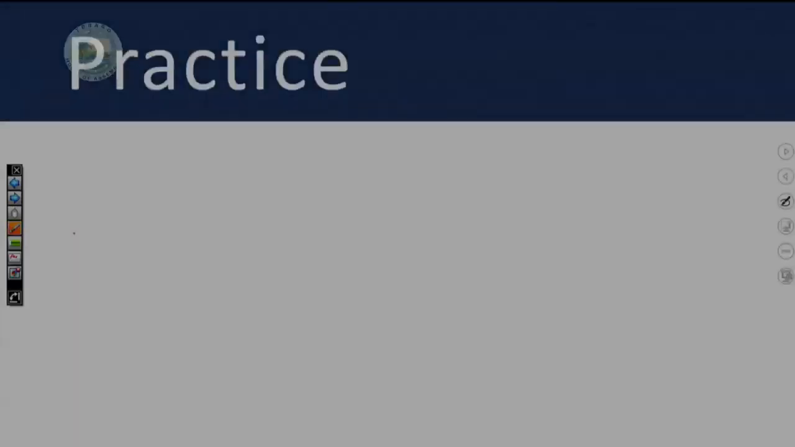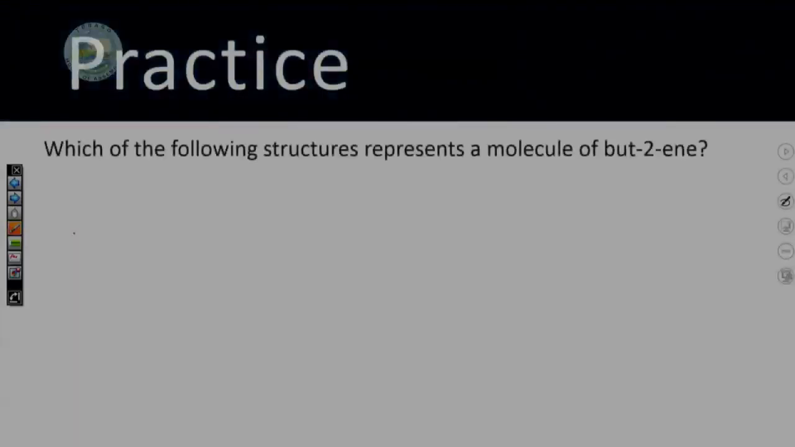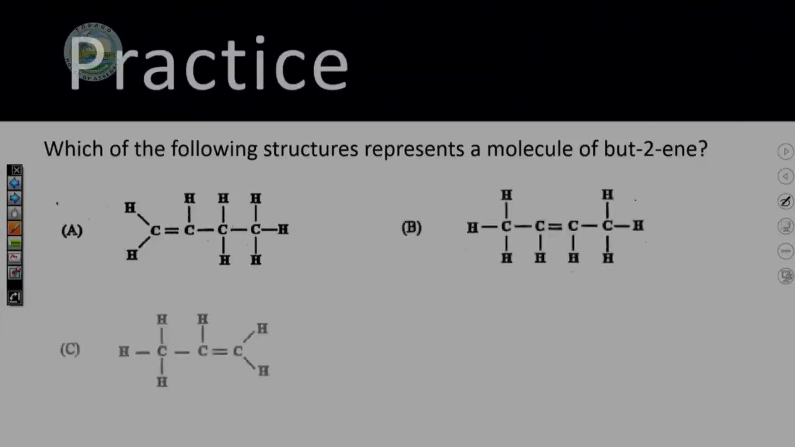All right, let's look at another question. Which of the following structures represents a molecule of but-2-ene? So let's look at the structures, A, B, C, or D. They said but-2-ene, so we know that we are dealing with an ene, which is an alkene. And of course, it must have a double bond, and every single option that we have has a double bond inside of it.